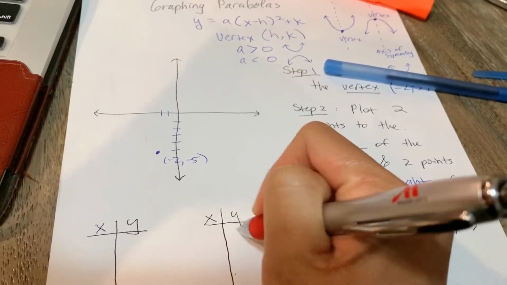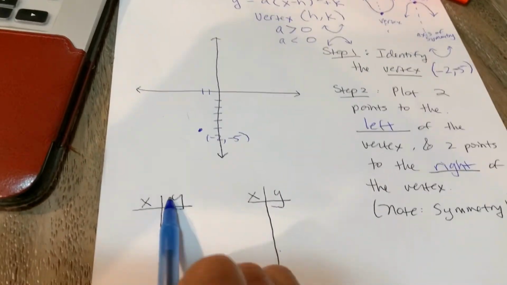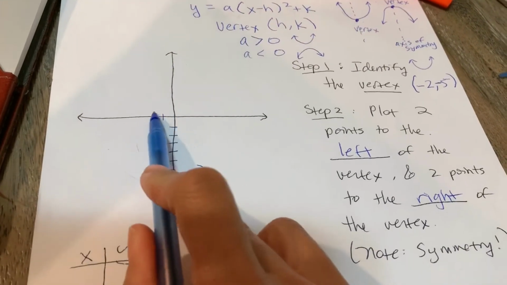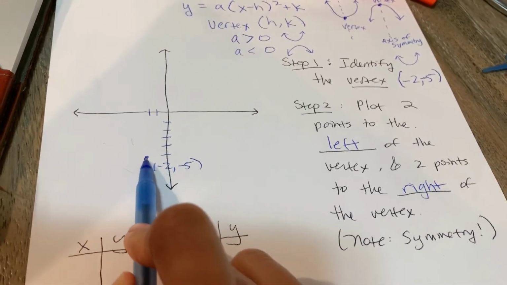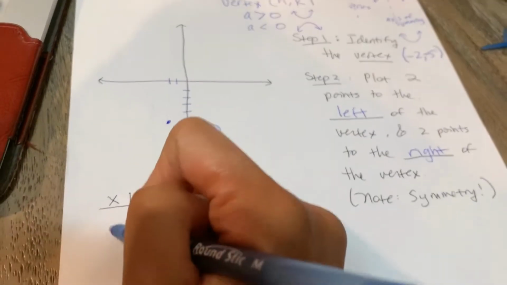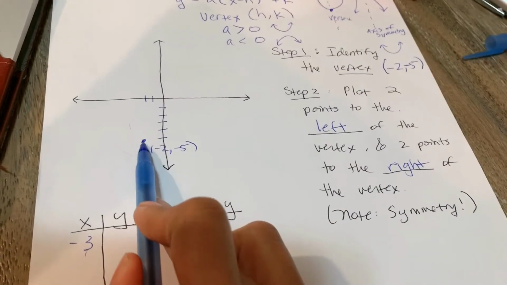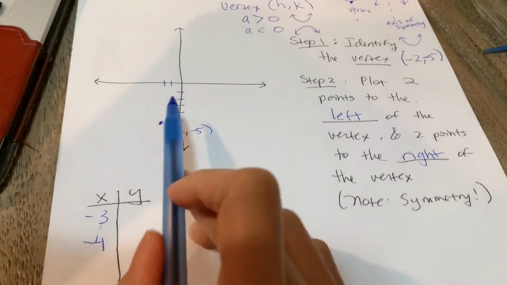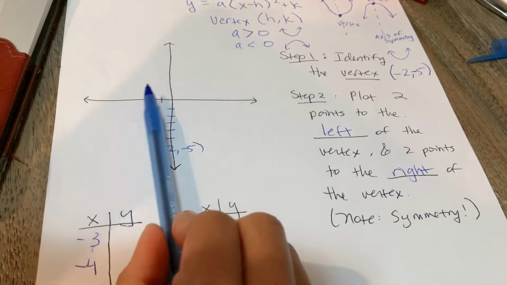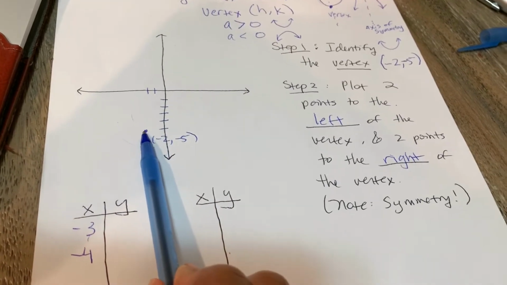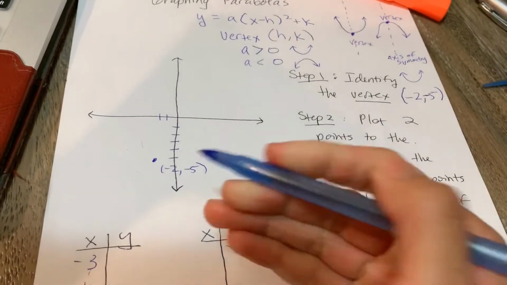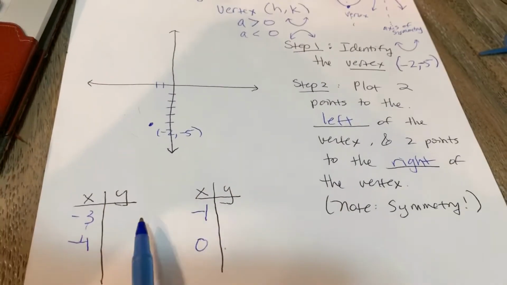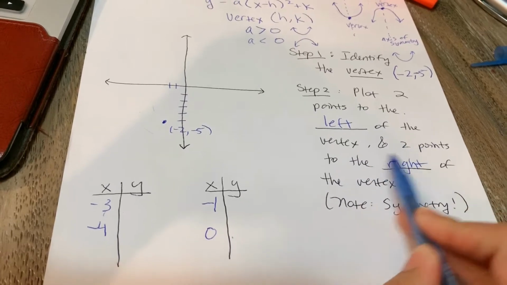And I'm going to pick points to the left of the vertex and then points to the right of the vertex. So here, this is -2. If I pick an x to the left of -2, I'm going to pick -3. And one more point to the left of -3, I'm going to pick -4. Similarly, to the right of the vertex, here's -2. To the right of -2 is -1. And to the right of -1 is 0.